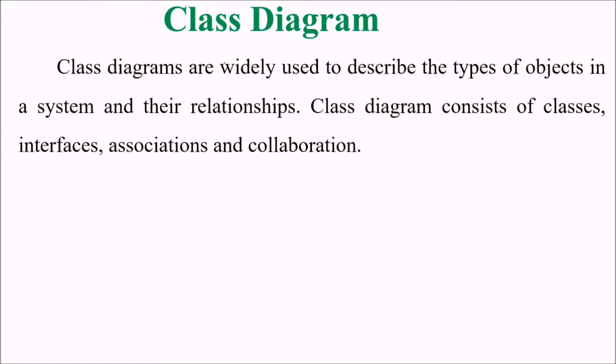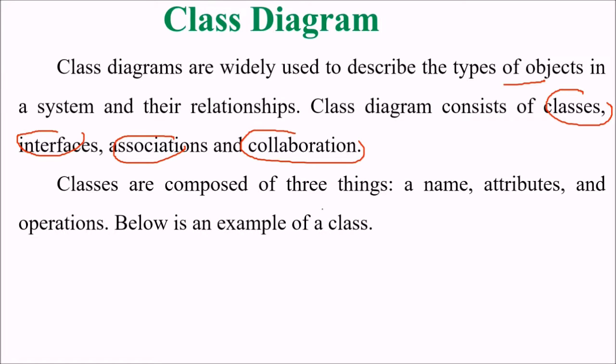We'll start with the class diagram. Class diagrams are widely used to describe the types of objects in a system and their relationships. A class diagram consists of classes, interfaces, associations, and collaborations. Classes are composed of three things: the name of the class, the attributes, and the operations.